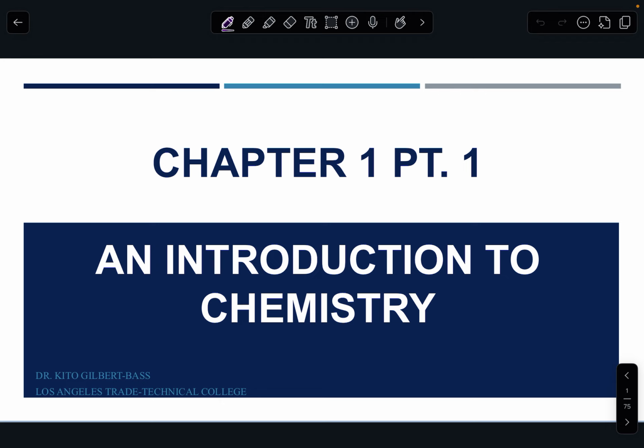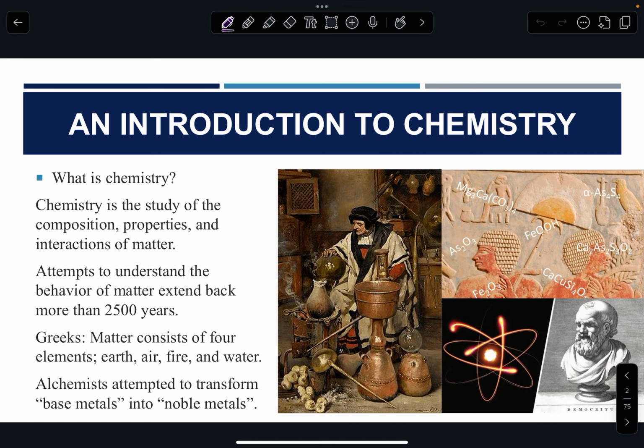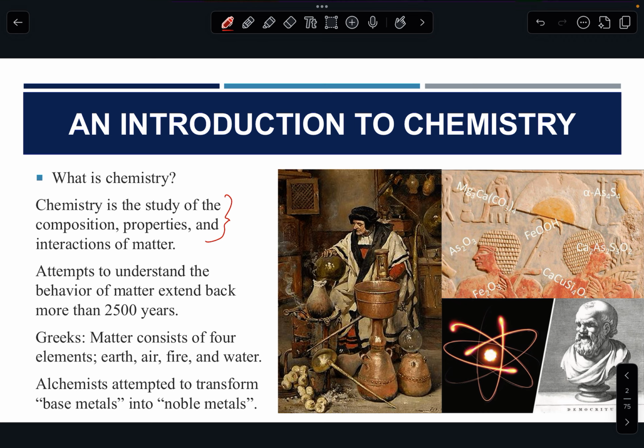Okay. All right. So to begin, we need to talk about what chemistry is. We've covered this quite a bit already, but chemistry, specifically, is a study of the composition, properties, and interactions of matter. So really, it's just how matter is going to be perceived and quantified, counted, and manipulated.